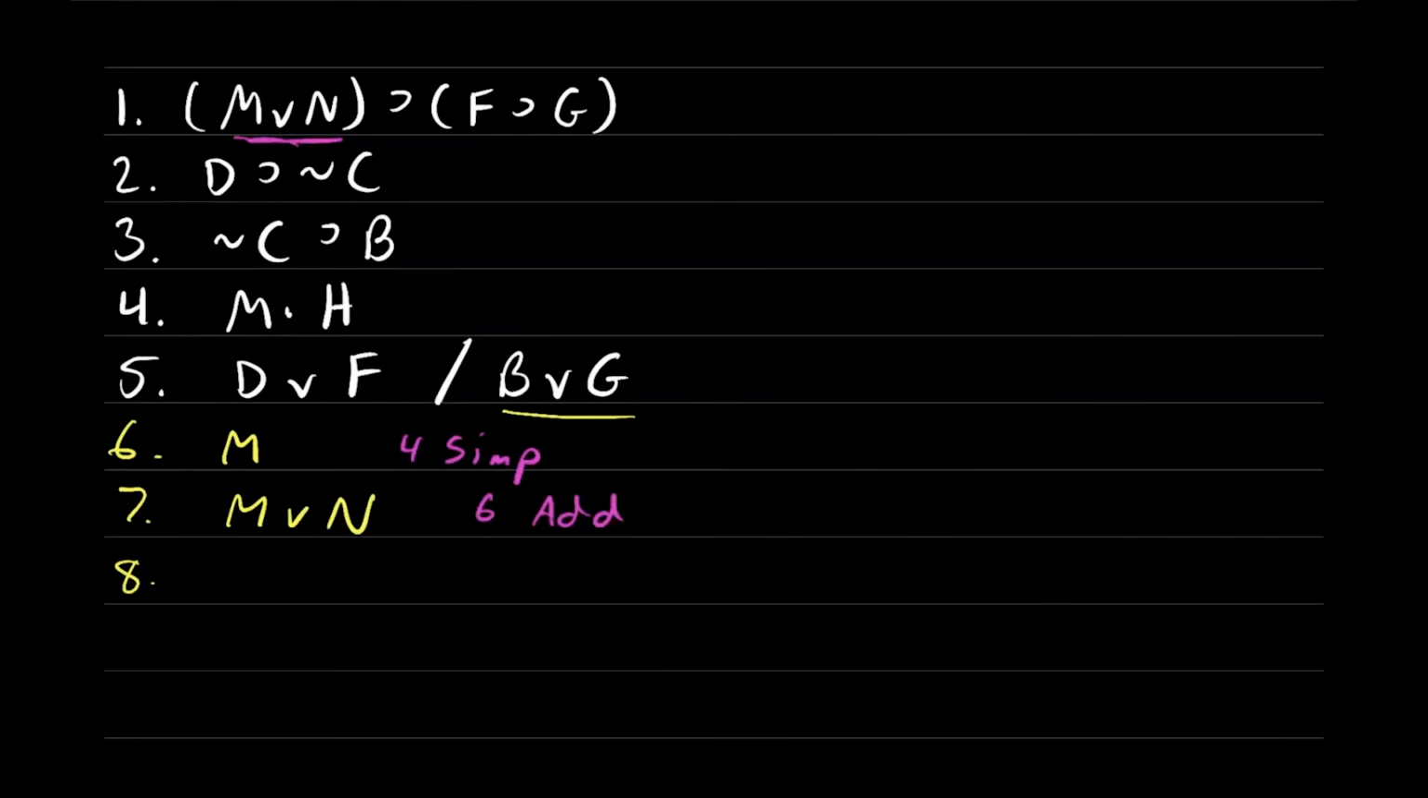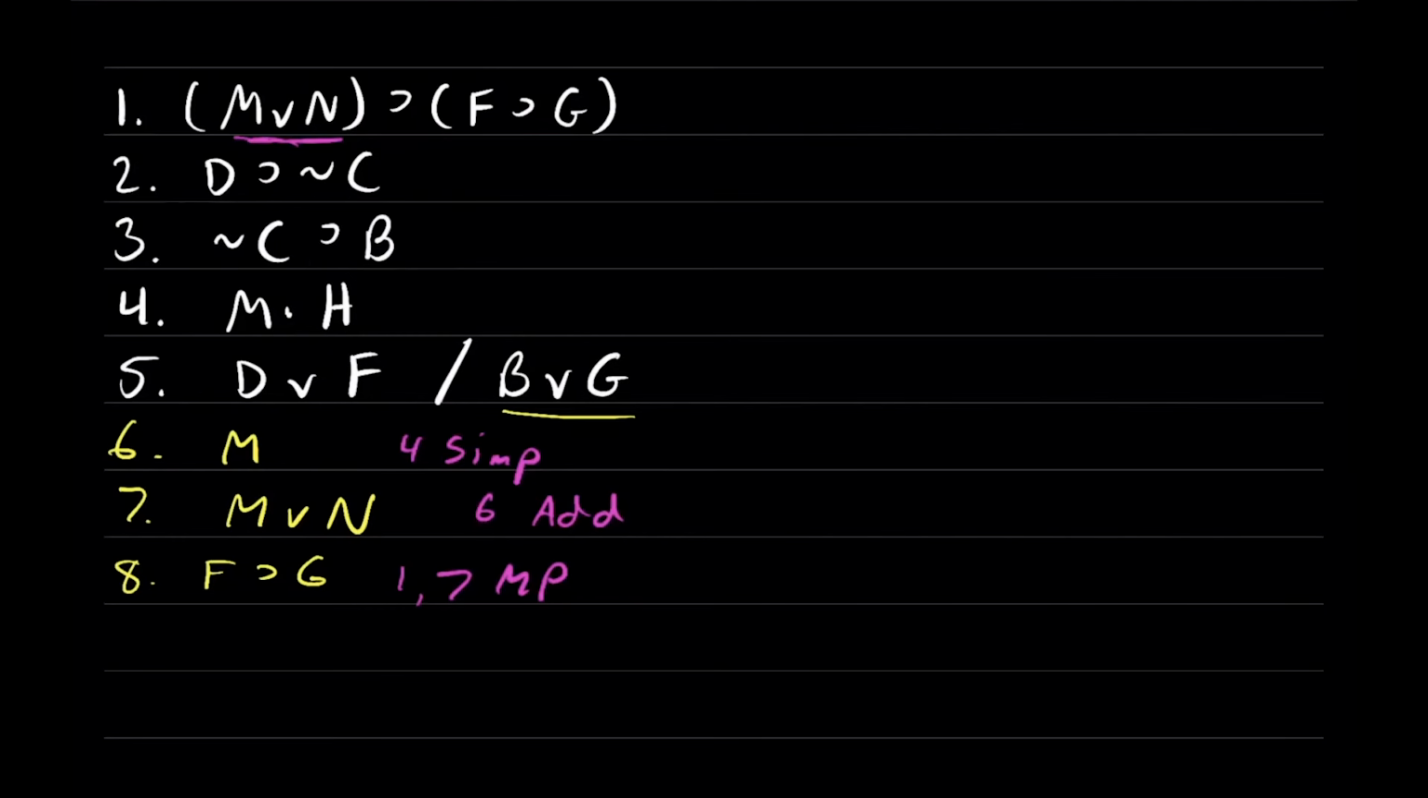Well, from there, we said we can do modus ponens to get that expression in the parentheses on the right in line 1. That's going to give us F implies G. That's going to follow now from line 1 and line 7 by modus ponens. Okay.